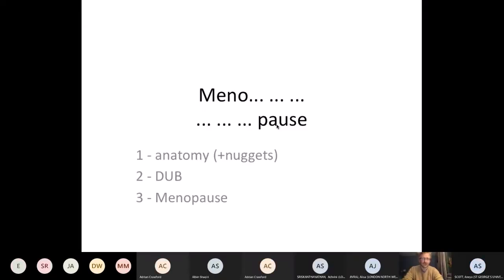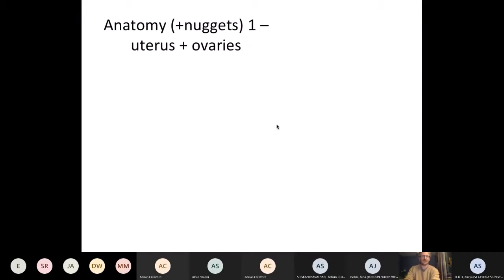So I've got 4 slides. Two of them are on the anatomy that I think was covered this week of the course, with some little nuggets of information to go with them. One slide is on dysfunctional uterine bleeding, and one is on the menopause. The first slide is about the uterus and the ovaries and some nuggets.